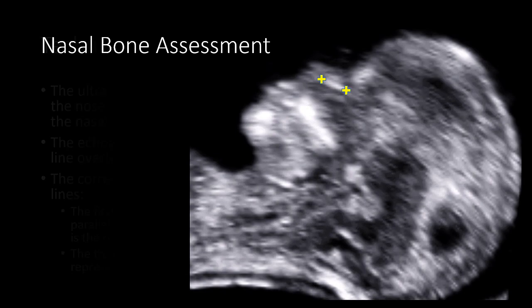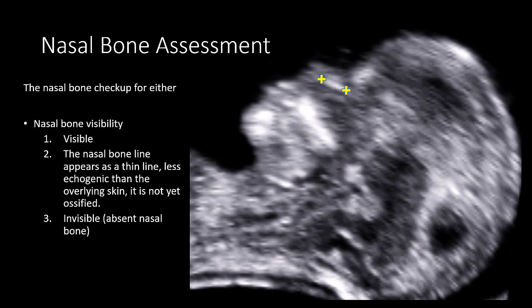Nasal bone assessment. The nasal bone checkup for either nasal bone visibility. Visible: the nasal bone line appears as a thin line, less echogenic than the overlying skin, it is not yet ossified. Invisible: absent nasal bone. Nasal bone length measurement with reference to gestational age.